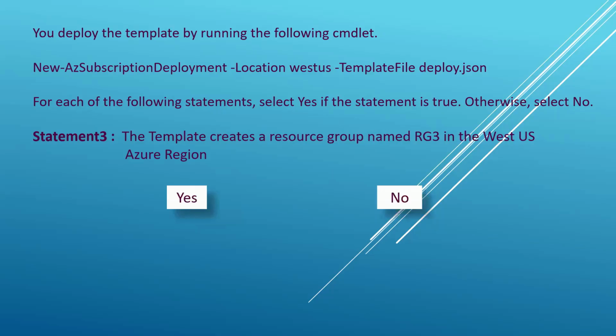And the third statement is the template creates a resource group named RG3 in the West US Azure region. And my friends, this statement is incorrect. It will create a resource group named RG3, but in East US location. Let's head to Azure portal and try to deploy the template to validate the answers.